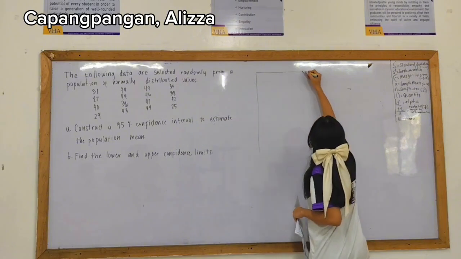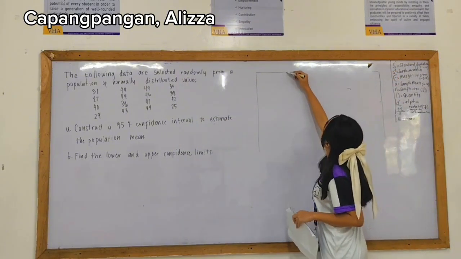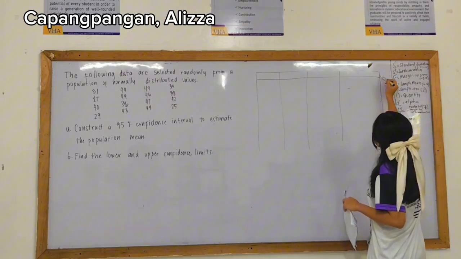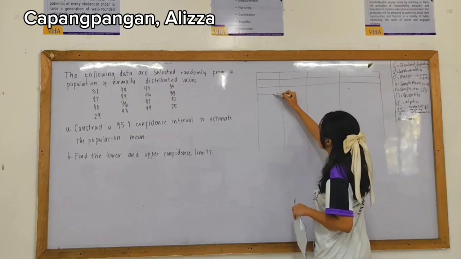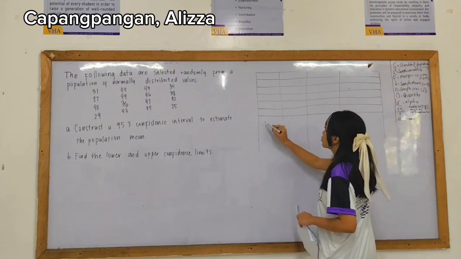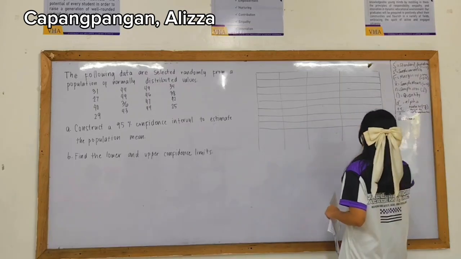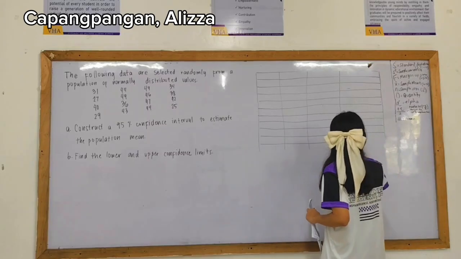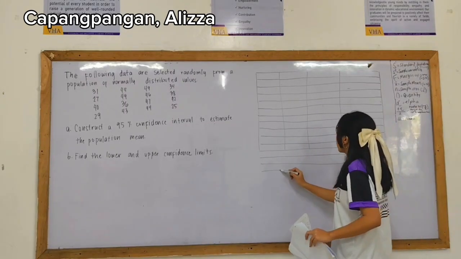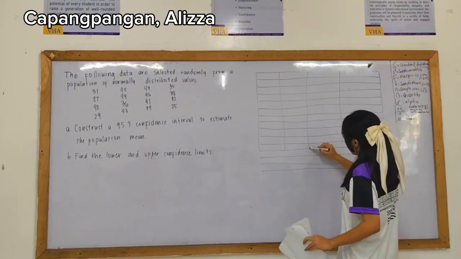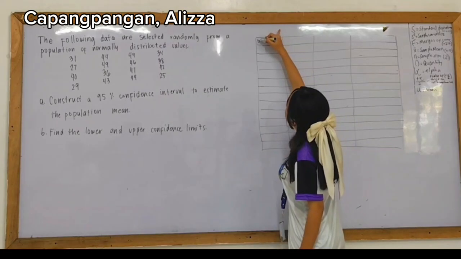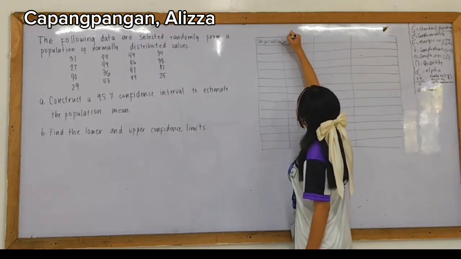So we have here a table. Okay, so in the first column, we have the observation. The second one is the x.